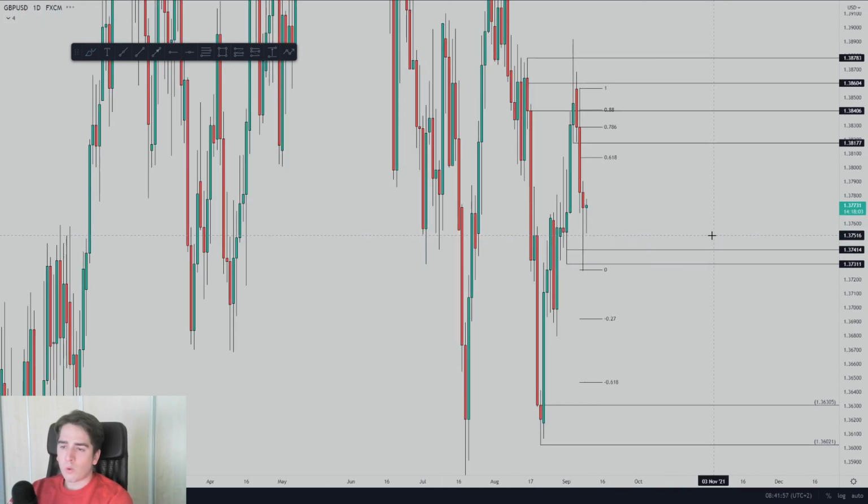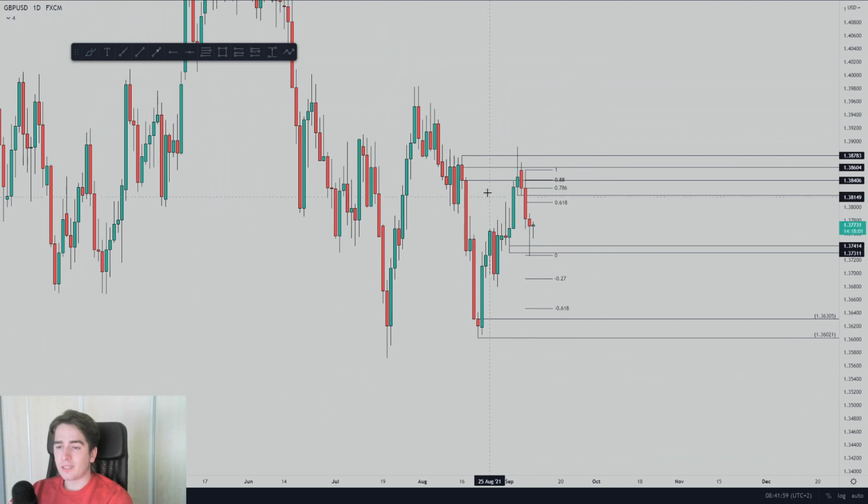So why am I looking for shorts? Well, as we can see, pound dollar is coming from supply. This is a minor area of supply, not really a strong area of supply, but it is supply essentially, and that's why we are reversing from it, and why I expect a short-term reversal.